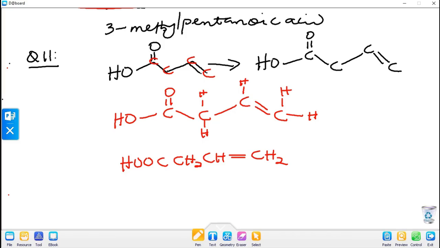You may wish to flip it the other way by saying CH2, double bond CH, and then CH2, and then COOH. You can say we only just flipped it the other way. So it's the same thing. So having seen that, what will be the name of the compound?